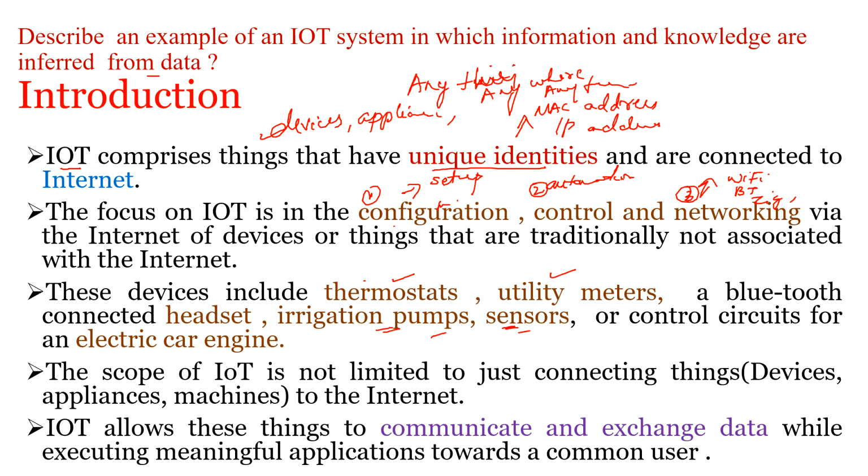The scope of IoT is not limited to just connecting things. IoT also allows these things to communicate and exchange data while executing meaningful applications towards a common user. So these can be your introductory points which can be written for the question.